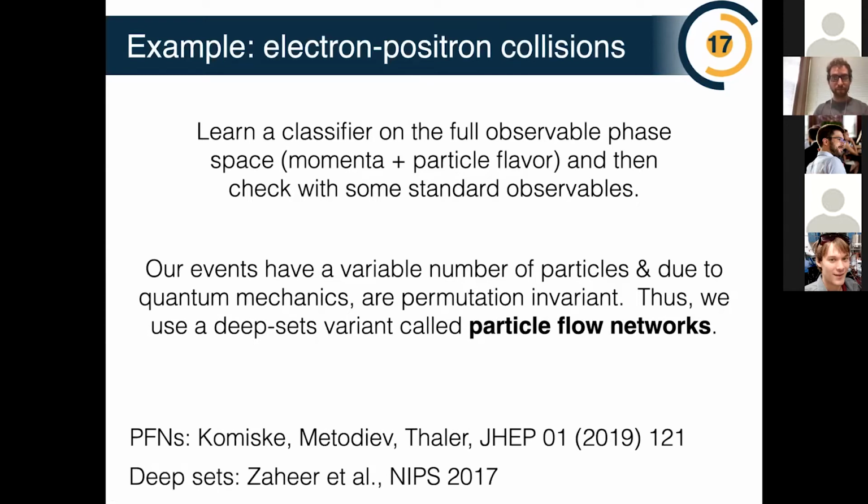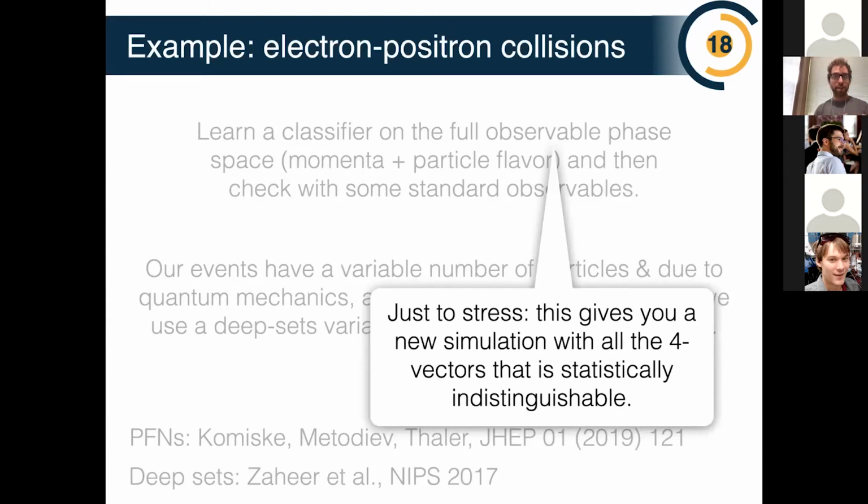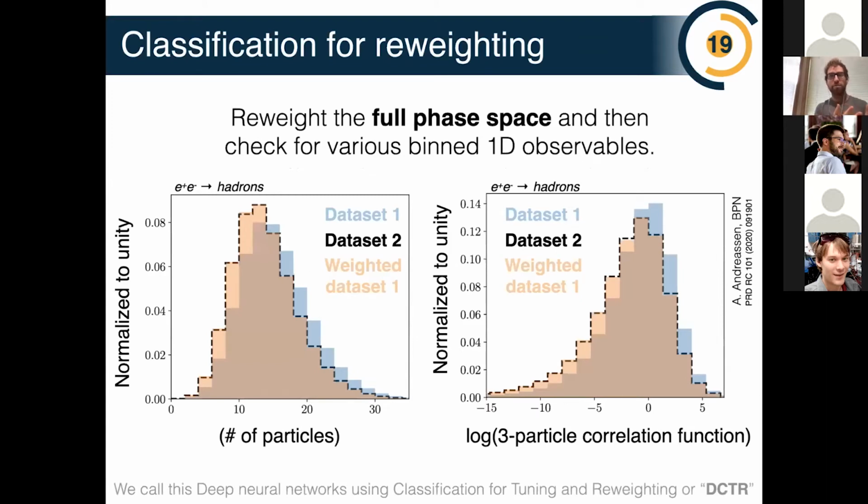Okay, but just to stress here that when I say full phase space, really at the end, we're able to have a new simulation that has all the information that you could possibly measure, and it's statistically indistinguishable from the original one. Okay, so it's pretty difficult to visualize what it means to reweight a variable length high-dimensional phase space. So the best we can do is project down and look at some observables to make sure that they work.